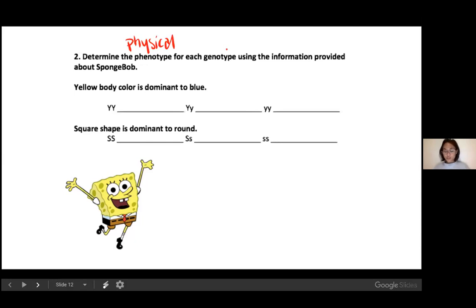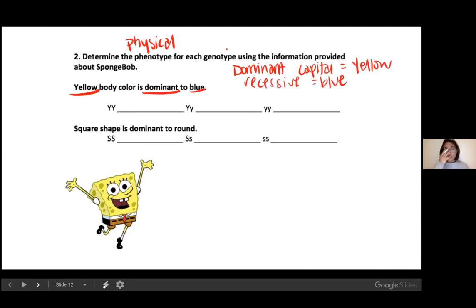If we're looking at sponges, yellow would be dominant to blue. So if yellow is dominant, it is always a capital letter. And that means that recessive is blue, which would be little letters.